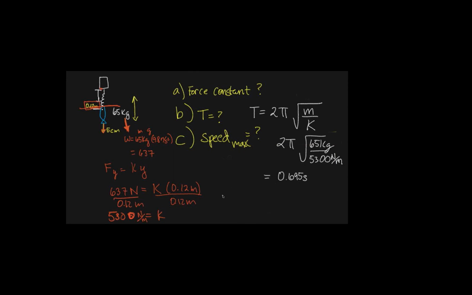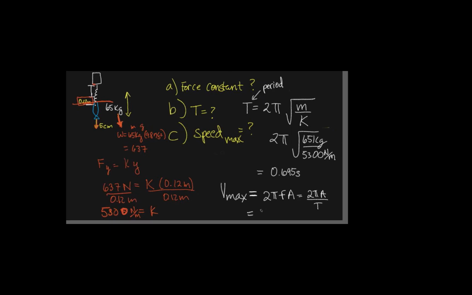And now we can find its max velocity, because we have the period. What is max velocity equal to? We know that the amplitude was the 5 centimeters, but what do we have to do to that 5 centimeters? We have to put it in terms of meters, right?